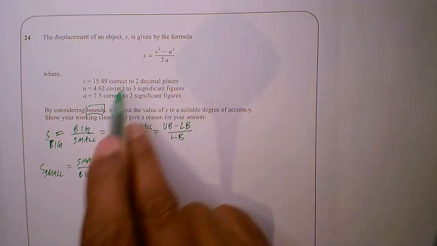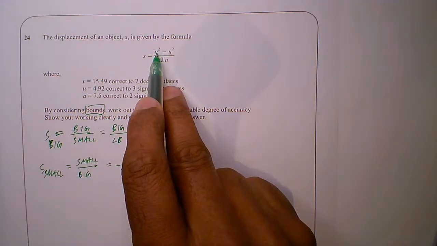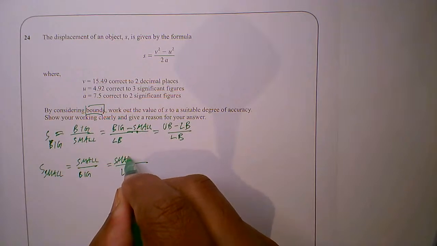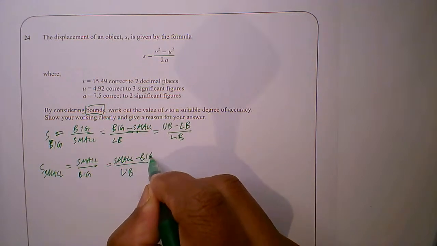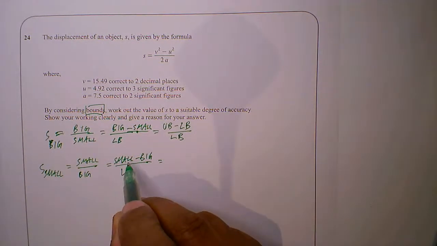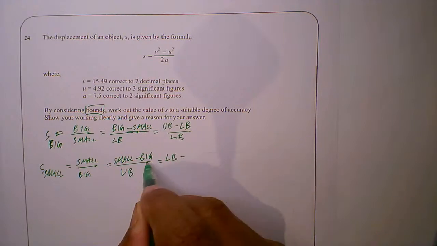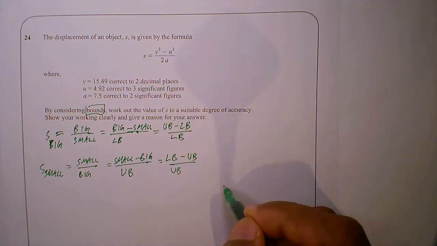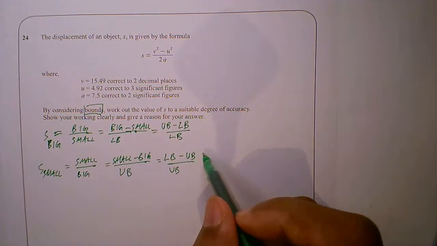Now for the numerator to be small, I need it to be a small number take away a big number. So this needs to be small take away big. So this is the confusing part. So that means a small number is the lower bound, take away the big number is the upper bound, divided by the upper bound. So that's the thinking that I need to go through.